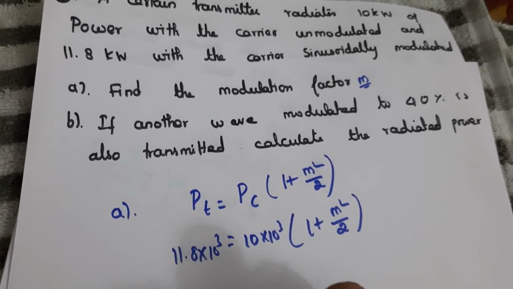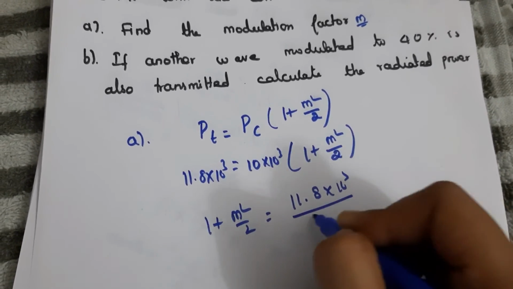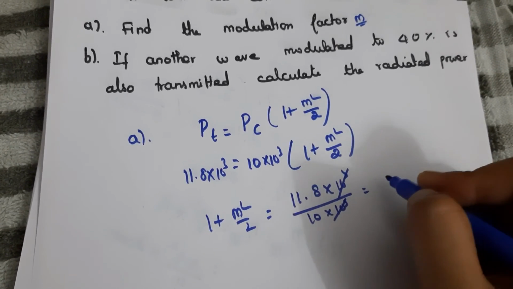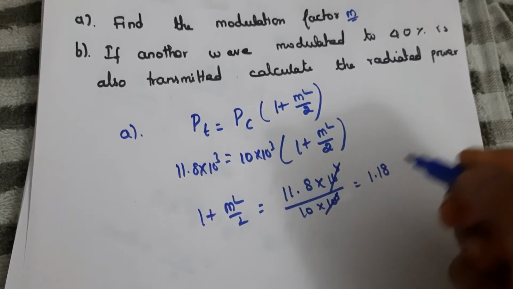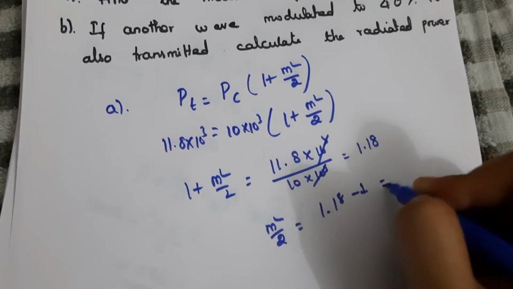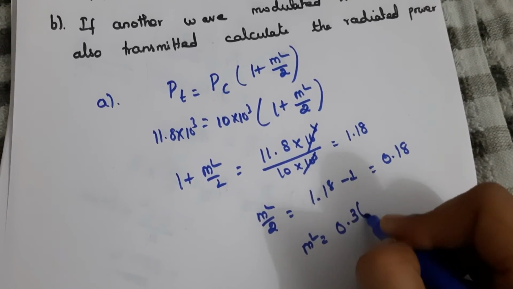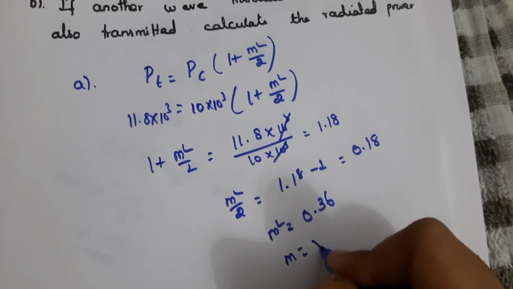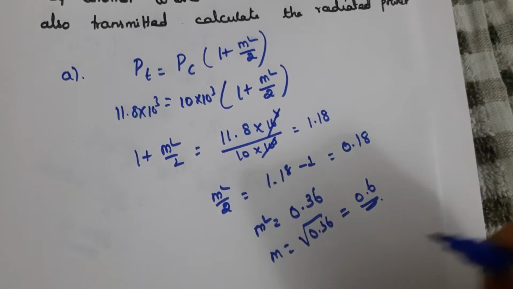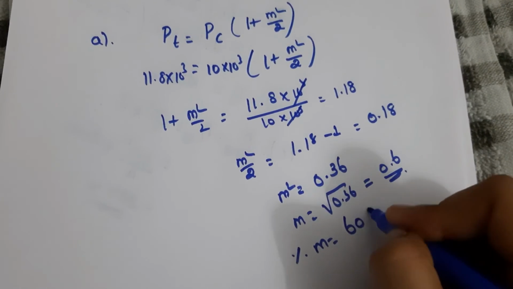Solving this, 1 plus m square by 2 becomes 11.8 into 10 to the power 3 divided by 10 into 10 to the power 3. This gets cancelled. So this becomes 1.18, and m square by 2 becomes 1.18 minus 1, that is equal to 0.18, and m square is equal to 0.36. From that m is equal to root of 0.36, the value here is 0.6. So the m value is 0.6, and percent modulation is 60%.